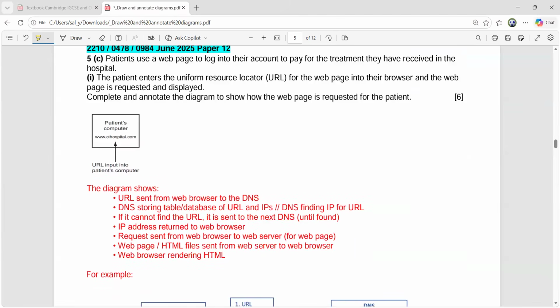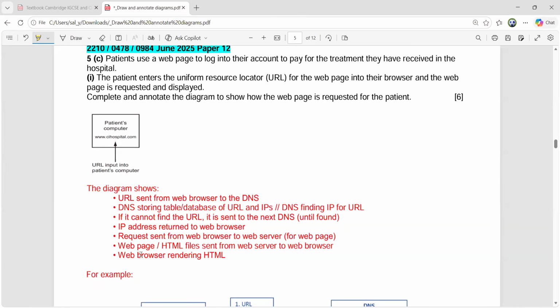Now again, you can see here what they want you to do. The diagram should include a URL sent from the browser to the DNS. The DNS is going to store the table or the database of the URLs and the IPs. That is what you know. And the DNS will be searching for the equivalent IP.